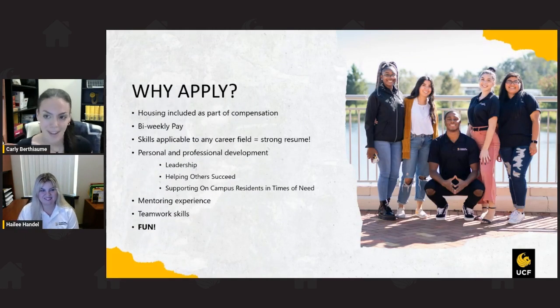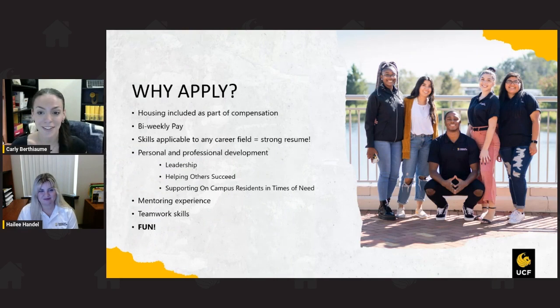So why should you apply to be an RA? There are so many benefits that we are able to offer to our RAs that allow them to not only make a tangible impact on the community, but have that same development for themselves. So for example, as an RA, housing is included as a part of compensation, which is so nice. You do receive a biweekly pay, and you will develop skills that are applicable to any career field, which will lead to you having a very strong resume.